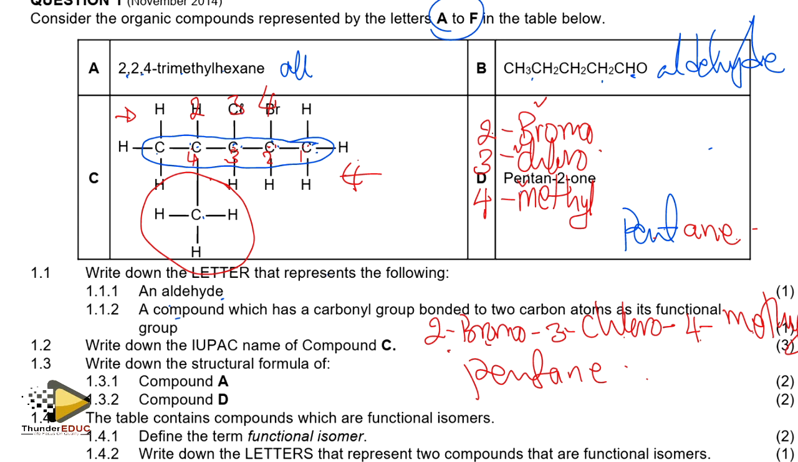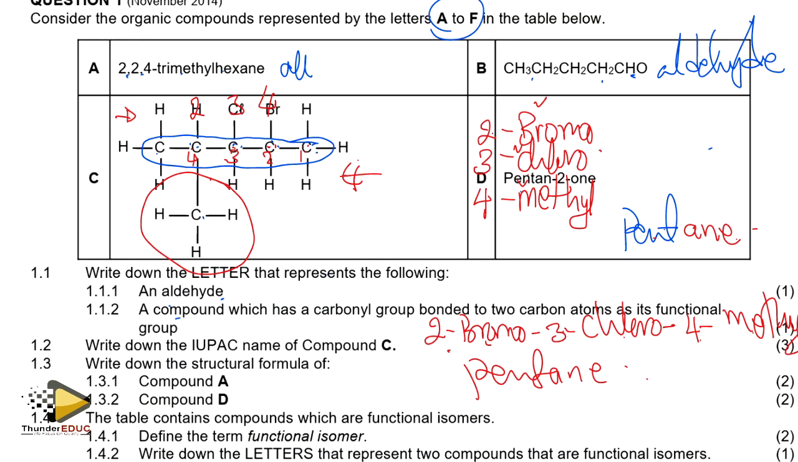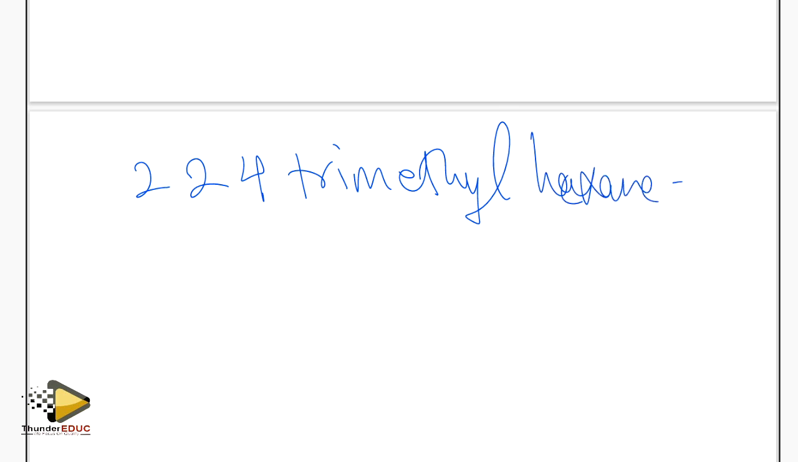The next question is saying to write down the structure formula of compound A. They're saying the compound structure for 2,2,4 trimethyl hexane. Let me check. 2,2,4 trimethyl hexane. Yes, so it's like that. So now let's draw it.